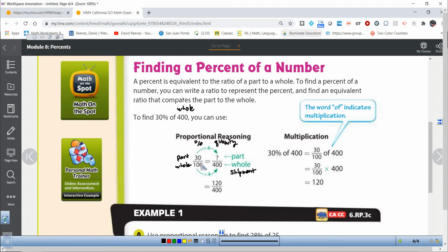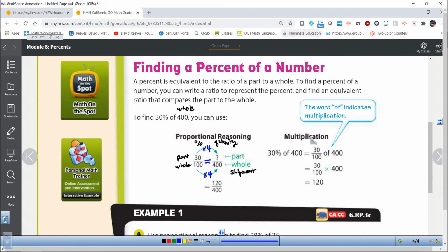We know that 30 out of every 100 is 30%. What would that same thing be? And again, in my previous video, I referred to the equivalency factor, right? That's what we're going to be multiplying by. In order to get from 100, which is our percent, to 400, which is our whole, we had to multiply by 4. So you find that equivalency factor and you multiply. Whatever you multiply in the bottom part, you have to multiply in the top part. That's what makes these two ratios equivalent.